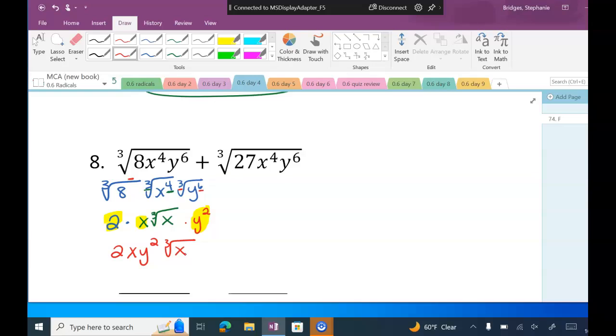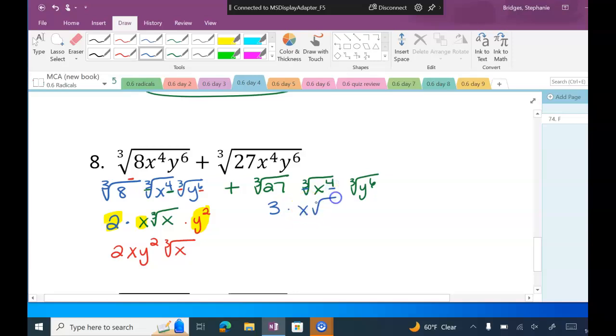Now I want to do the same thing with that second piece. I'm going to split it apart first so that I can simplify. Is 27 a perfect cube? Yes, that turns to 3. Then we do our x's again. How many times does 3 fit into 4? Once with 1 left over. And then how many times does 3 fit into 6? 2 times with no leftovers.